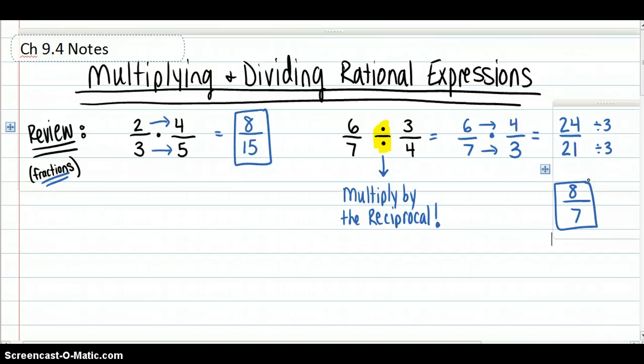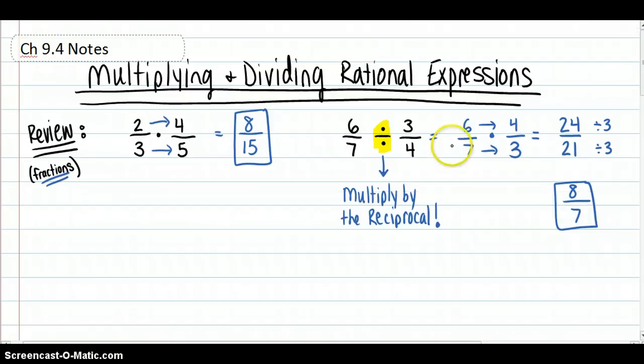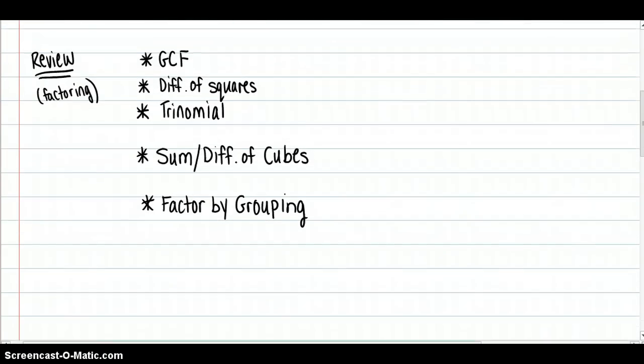Okay, these are going to become key ideas when we start doing it with expressions. So it really does help to understand the basics before we move on. That way we'll kind of know where this is coming from. One more thing I want to review real quick before we start the complicated problems is factoring, because factoring is going to be a big part of multiplying and dividing rational expressions.